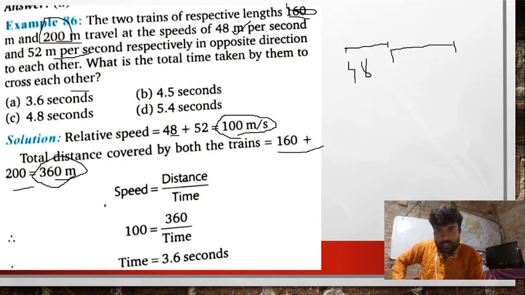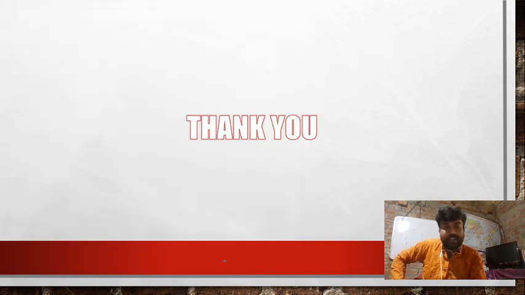We find the time. What is the time? With the speed equation, speed is equal to distance by time. We just put in the numbers, 100, and then the time is here 3.6. Okay, thank you.